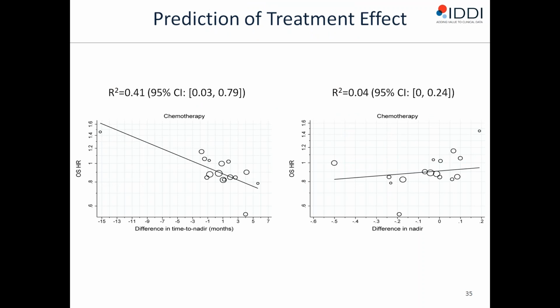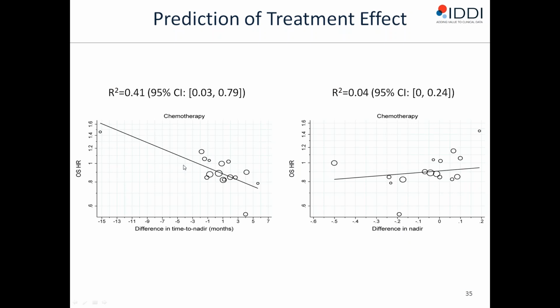And here's the plot of the treatment effects on time to nadir, so the difference in time to nadir for the experimental versus control arm against the log hazard ratio, and likewise the treatment effect in terms of the difference in nadir against the log hazard ratio for overall survival.